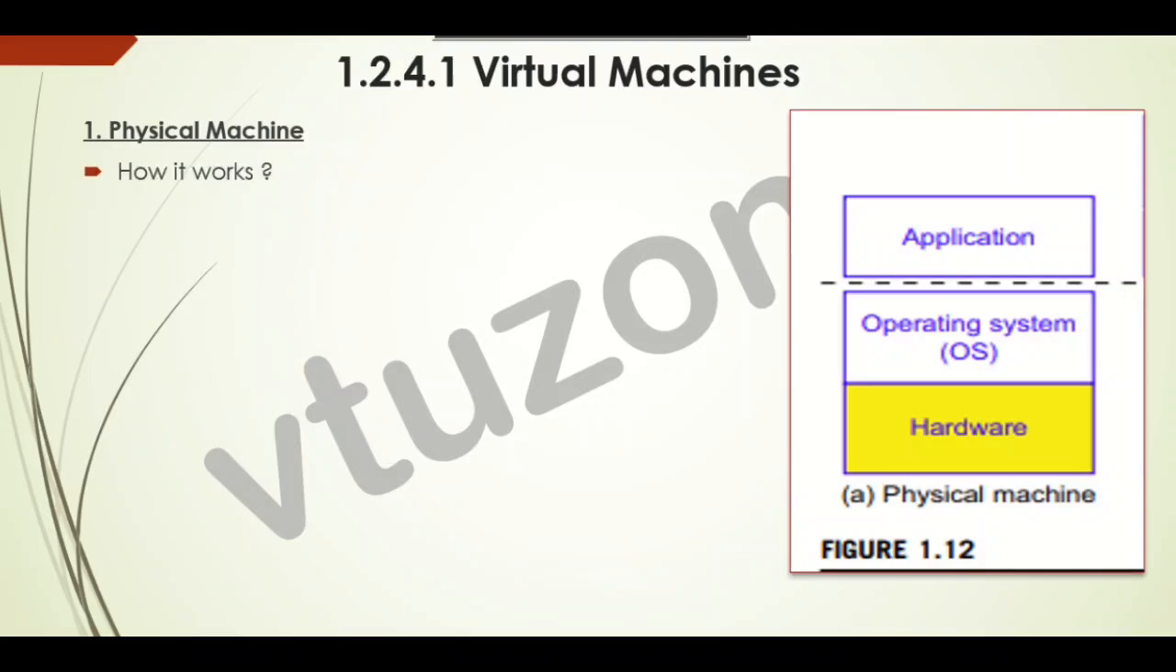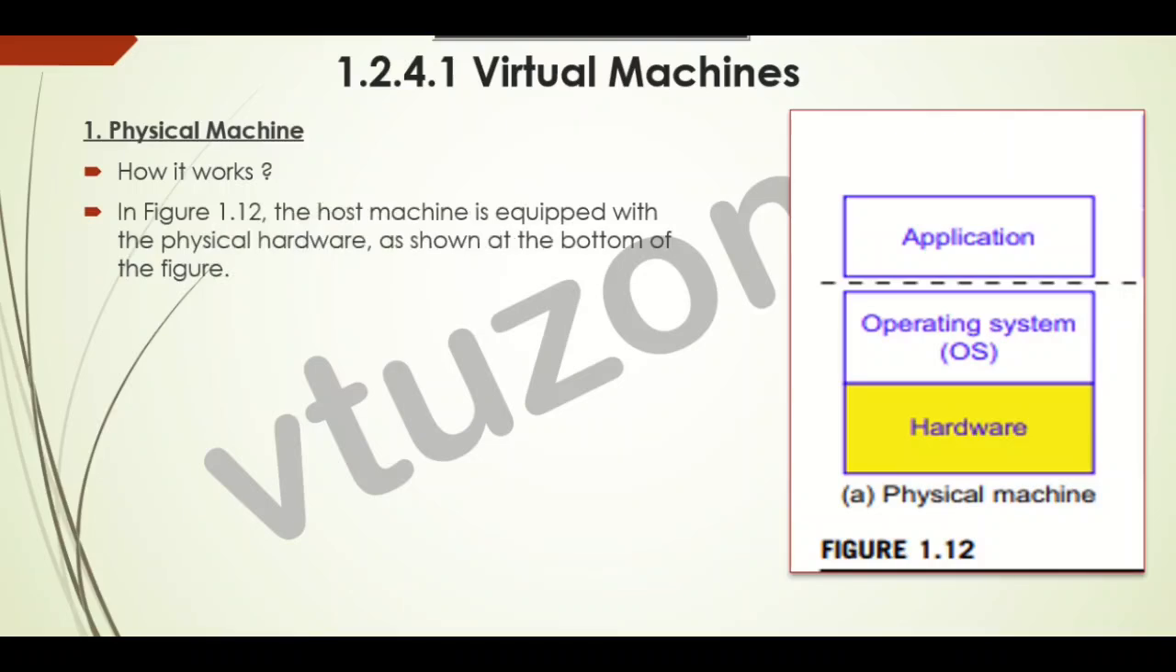Then how does it work? See, there is no virtualization. The operating system has direct access to the hardware and the application runs on the operating system. For example, a regular laptop running Windows with Microsoft Word as an application.